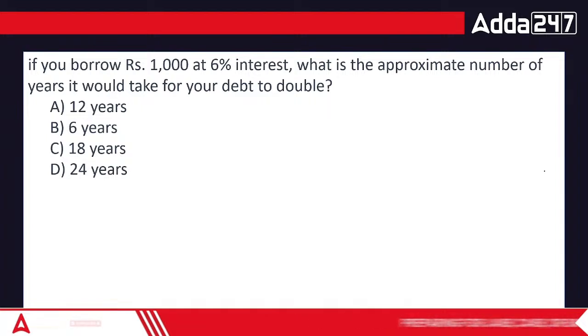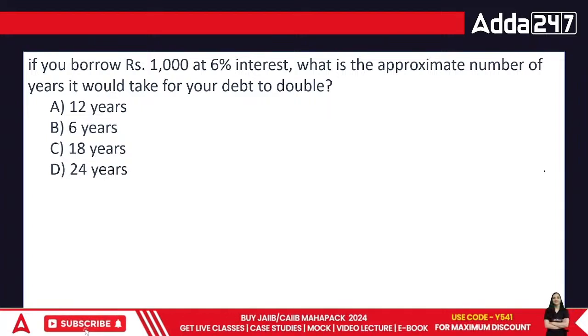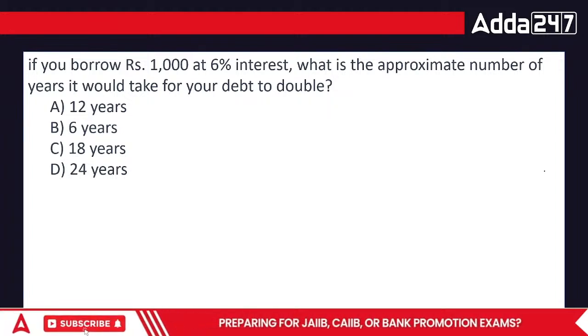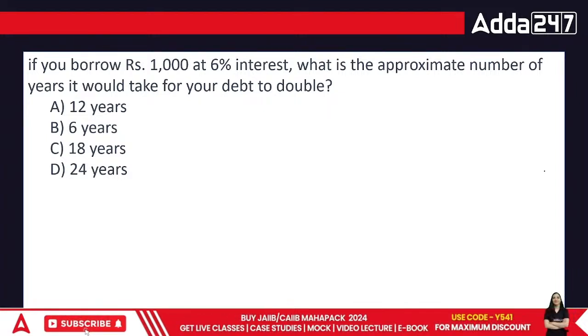If you borrow 1000 at 6%, what is the approximate number of years in which your debt will double? If I borrow 1000 rupees, the amount will become 2000 rupees, right?